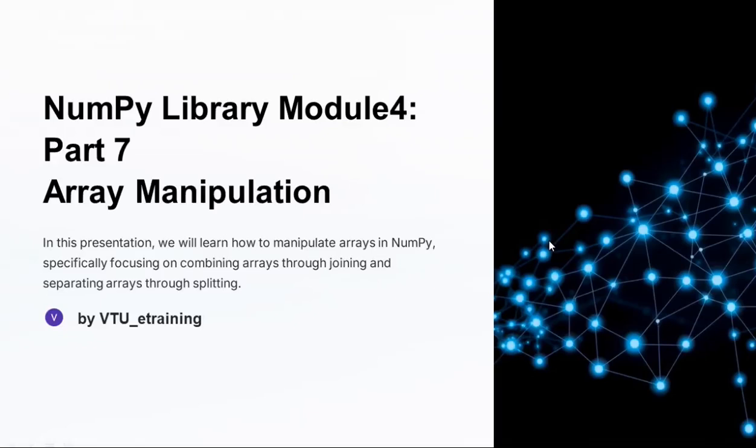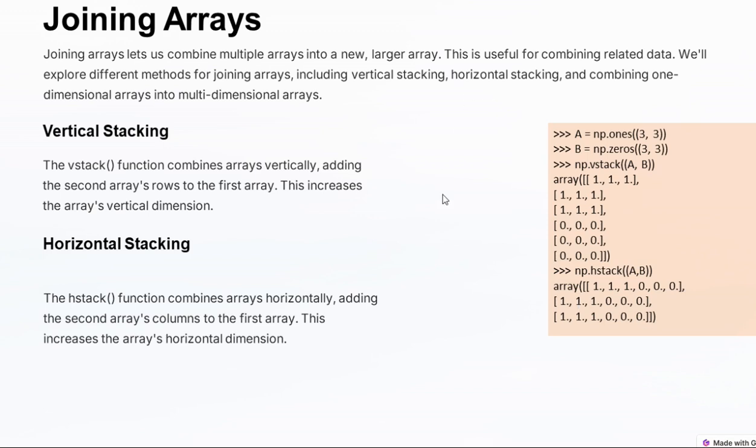So far we have seen how we can create arrays and how we can do basic operations on arrays. We have learned how to do slicing, indexing, and shape manipulation. Now let's learn how we can join the arrays, how we can do merging of the arrays, and how we can do splitting of the arrays.